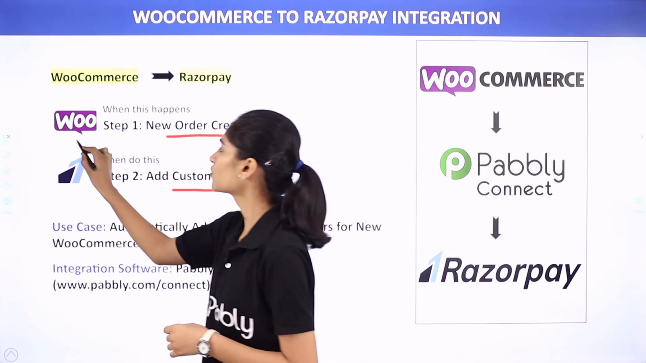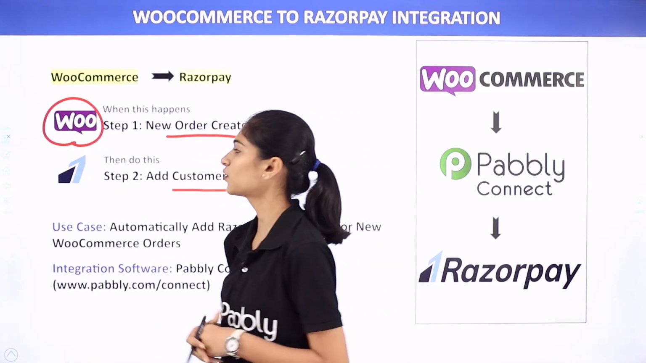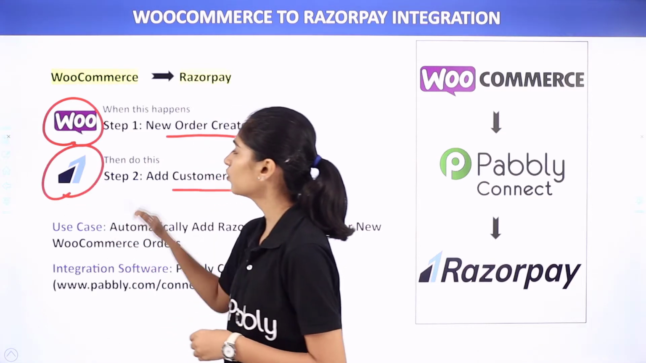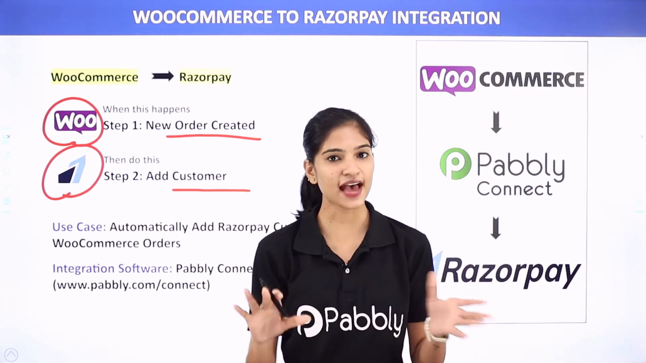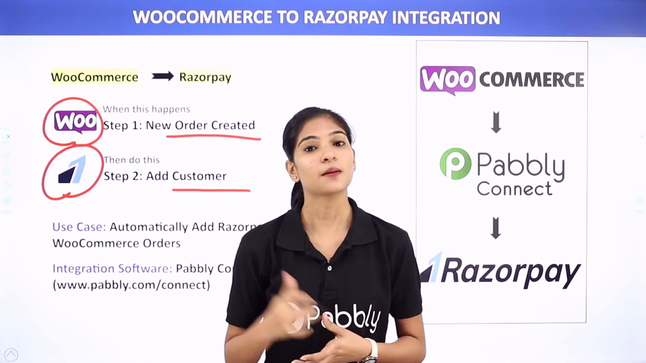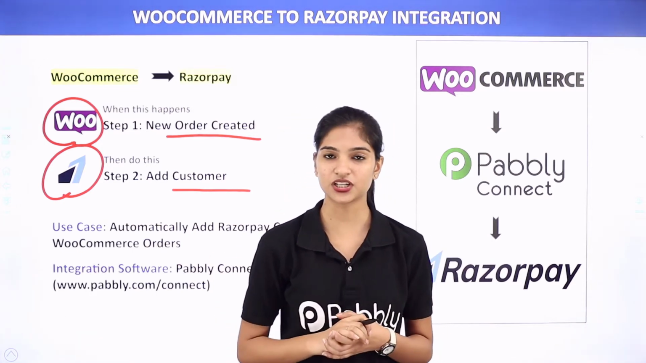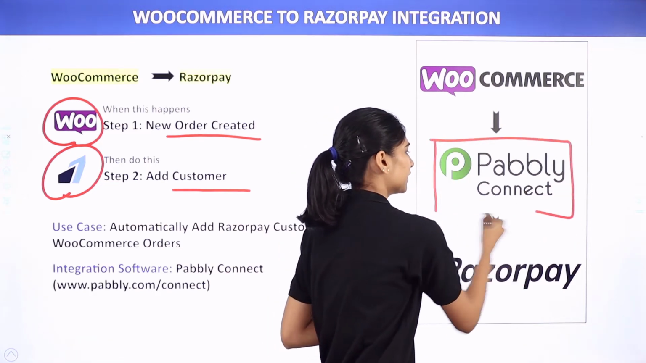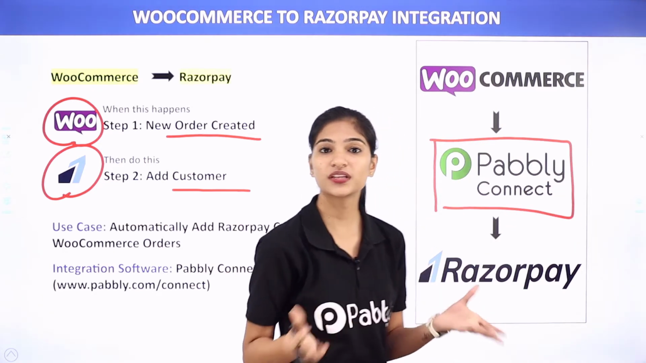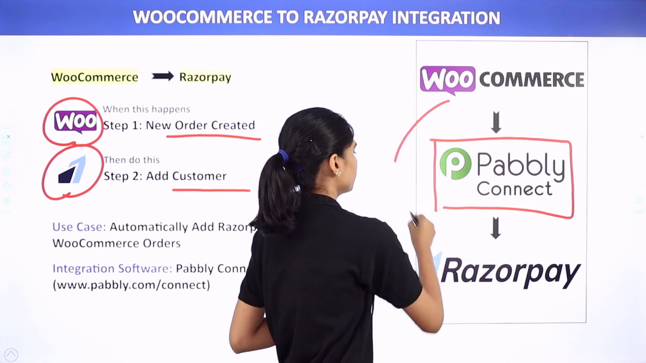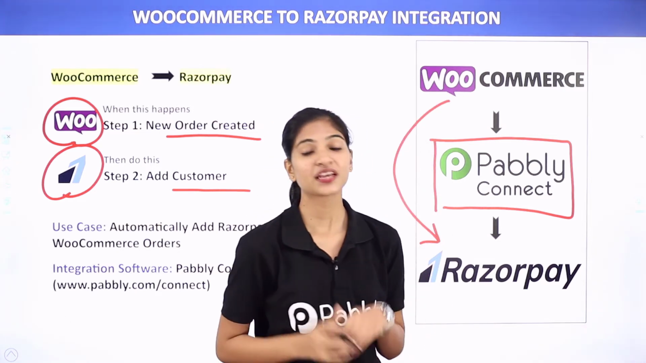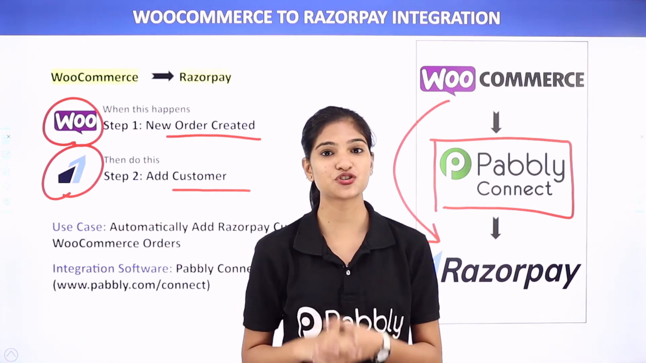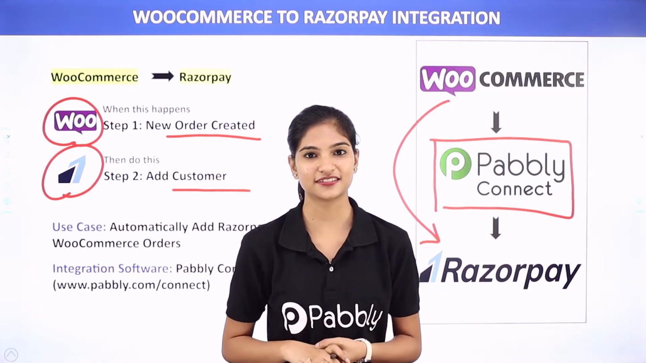So WooCommerce is a software application where you can set up your online store, whereas Razorpay is a payment gateway. Although WooCommerce and Razorpay have some native integration between them, this integration has certain limitations, and that is why we are going to use Pabbly Connect. So Pabbly Connect is an integration software with the help of which you can transfer data from WooCommerce to Razorpay. The best part here is you don't require any knowledge of coding. So let me show you this on my screen.